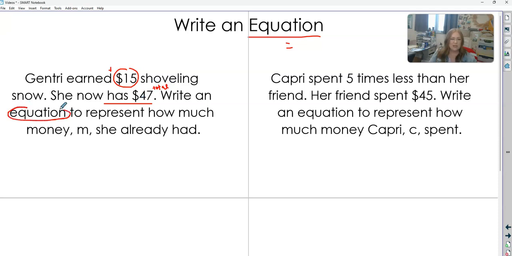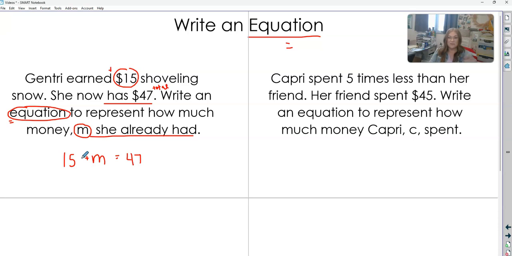Write an equation. So we're just going through and we're marking keywords. I need a 15. I need the total to be 45. I need to put an equal sign. Write an equation to represent how much money M she already had. So she has 45 now. That's her total. So there's a lot of ways we could do this. I could take $15 and I could add on the money she already had. She had 15, she already had this. Put them together and that should equal 45. So that's one way to write this.